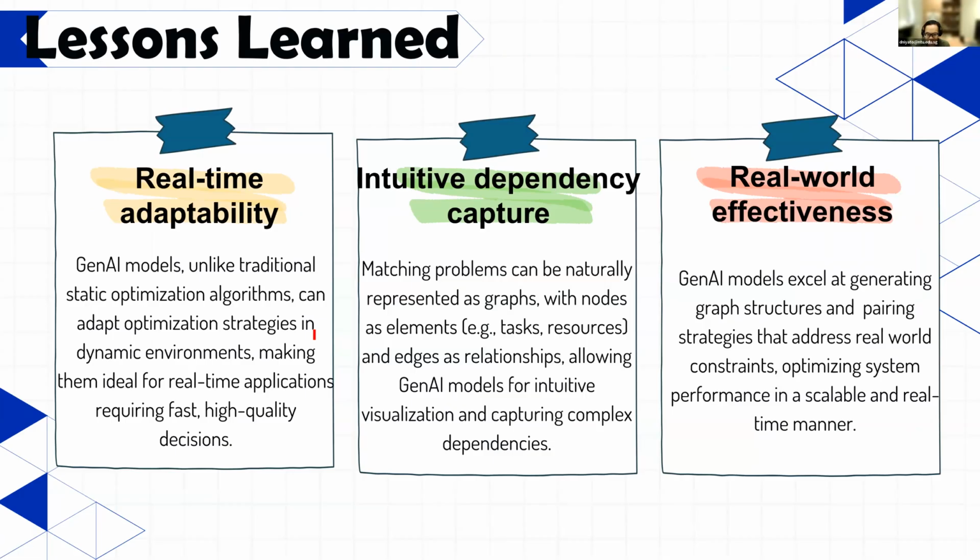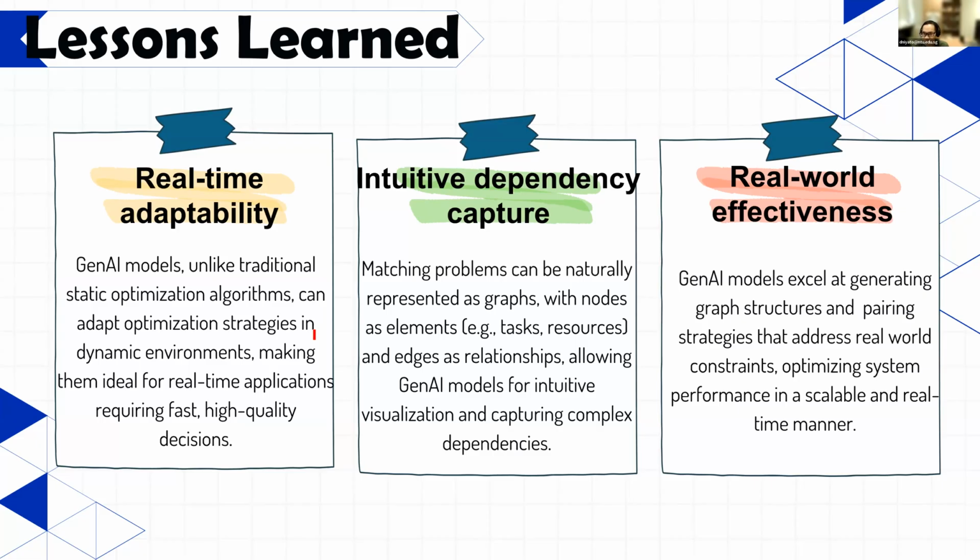So we can see that based on the existing application of generative AI matching, it is different from the traditional static optimization model because the generative AI model can adapt the optimization strategy in the dynamic environment because it can learn from the historical data. This makes the generative AI matching algorithm ideal for real-time applications that require fast, high-quality decisions. Also, it provides intuitive dependency capturing.